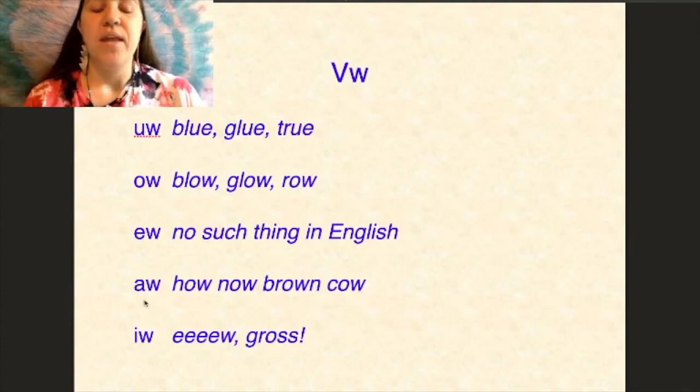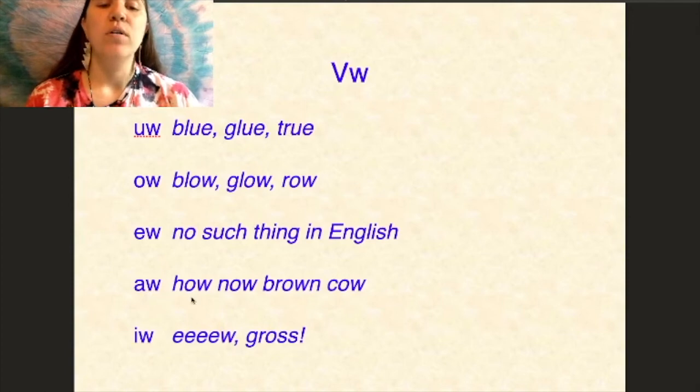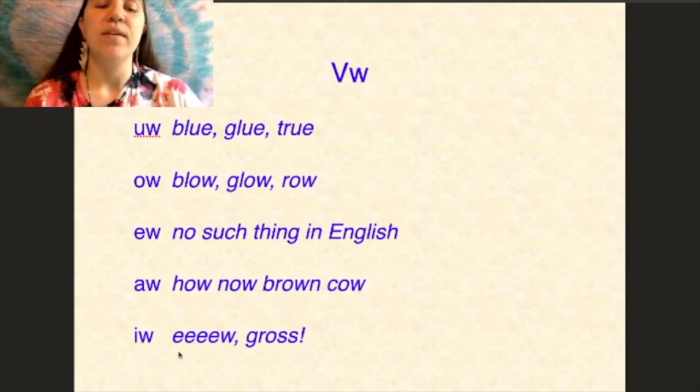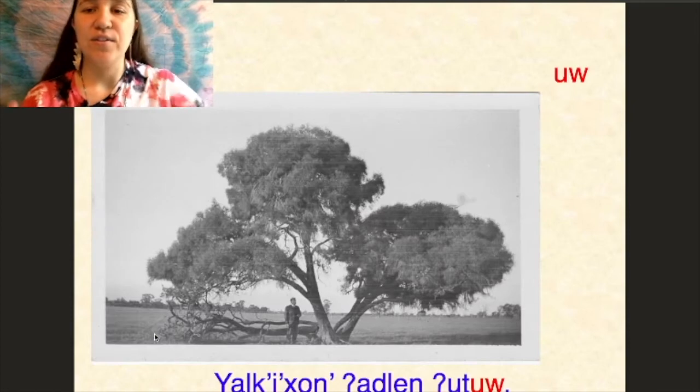And for this sound, this is ow, similar to the words in English for how, now, brown, and cow. And this one is ew, similar to ew, like when something's nasty. So let's go ahead and move on to some examples with those types of sounds.